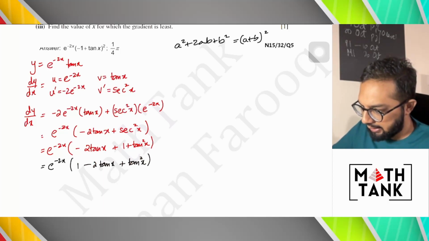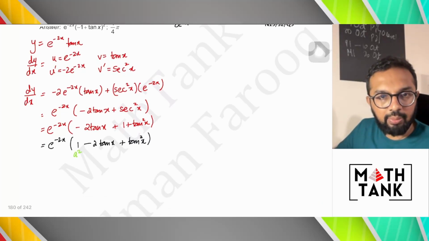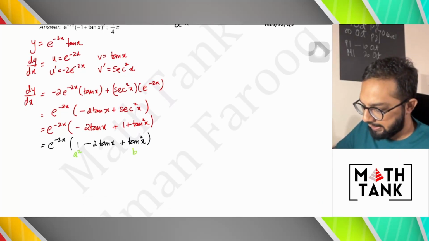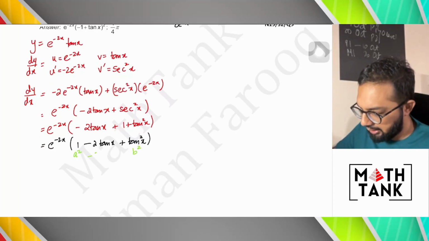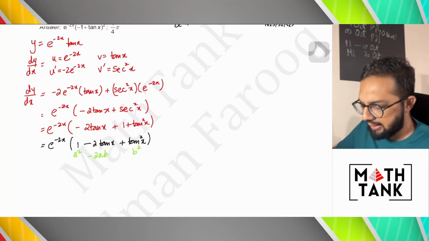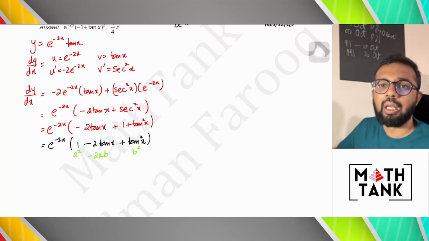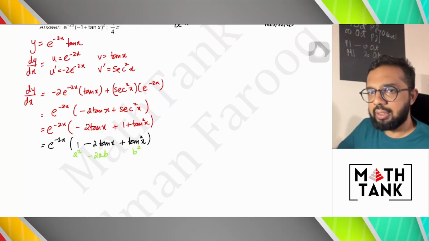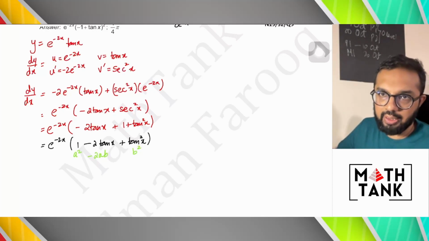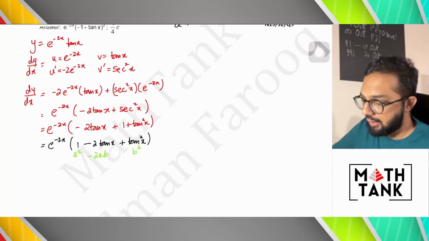So this looks like a square. Why? Because it's the square of 1. This looks like b squared. This is the square of b. Is this 2ab? Yes, that looks like 2ab. Even if you weren't able to do that, you would get the same answer if you broke the middle term, factorized it by putting it in pairs, and then coming up with the final answer.